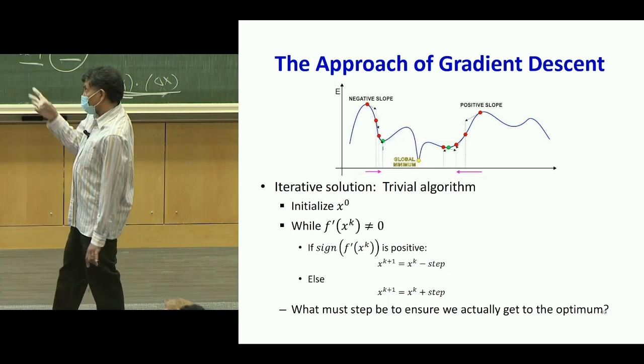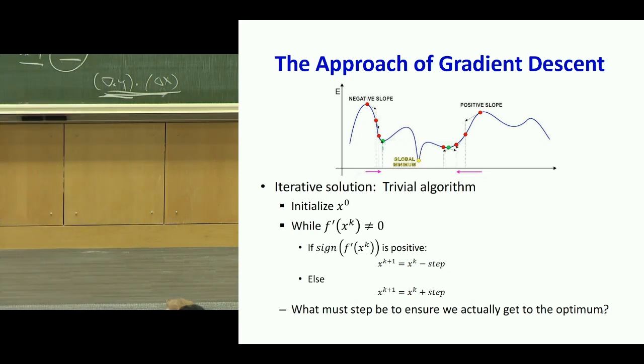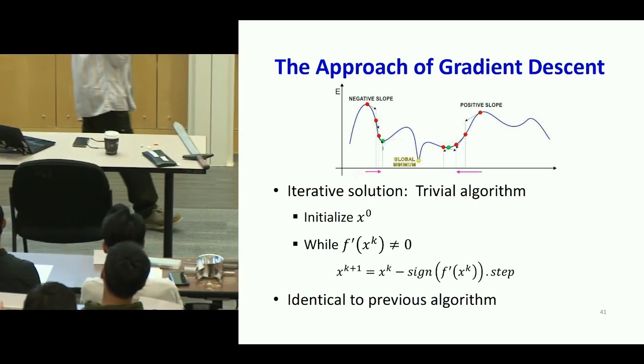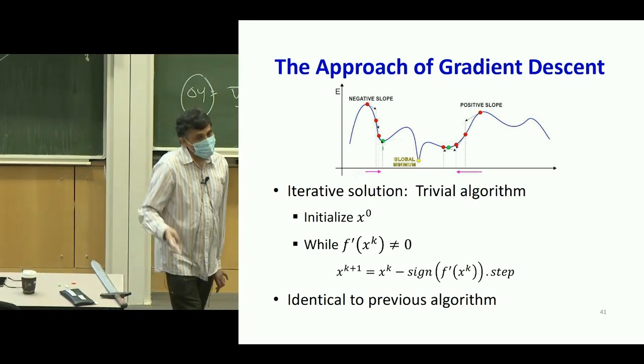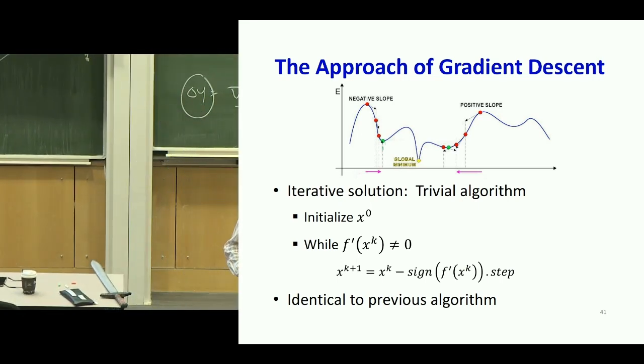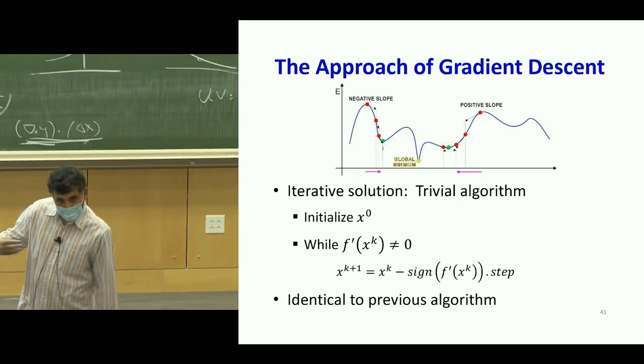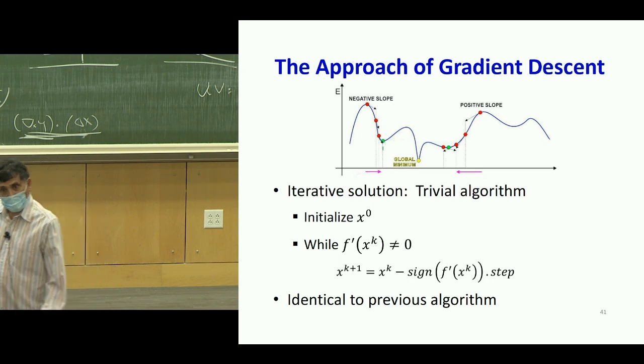So it's either a minus step or a plus step. I take a step back or I take a positive step. I can write that in one simple formula. I can just say the step is minus step times the sign of the derivative. Why is that? Because if the derivative is positive, this is going to give you a negative step. If the derivative is negative, this is going to give you a positive step, right? So this is identical to what we just had.